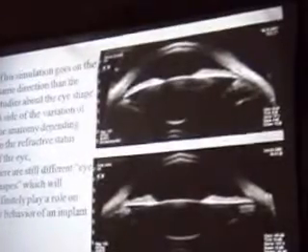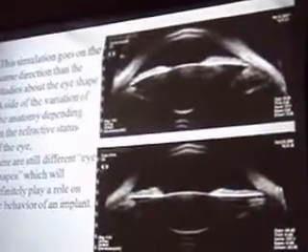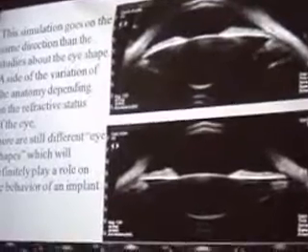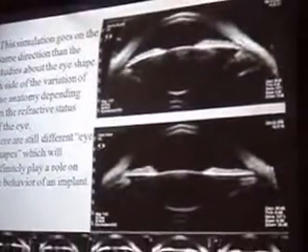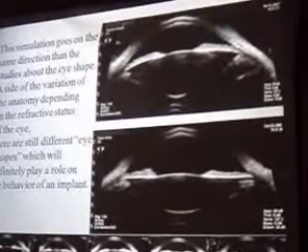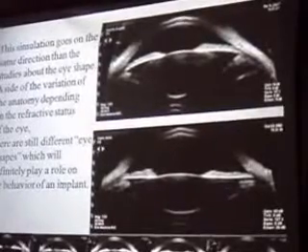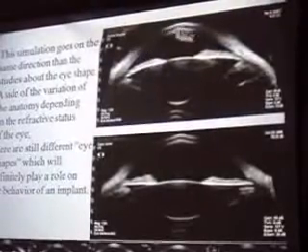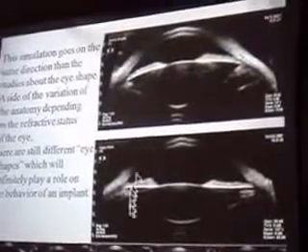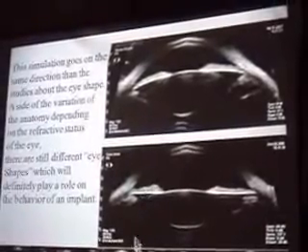You see the iris is completely parallel. The lens thickness is smaller than the one before. Till here, everything is okay. Big guy is a myope, small eye is a hyperope, and we are all happy. This is not the case because we found that there are myopes with this shape and hyperopes with this shape.